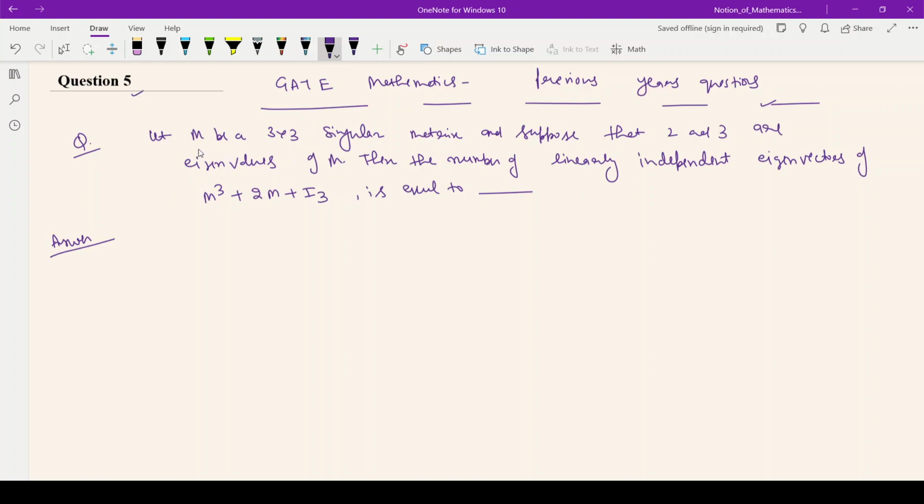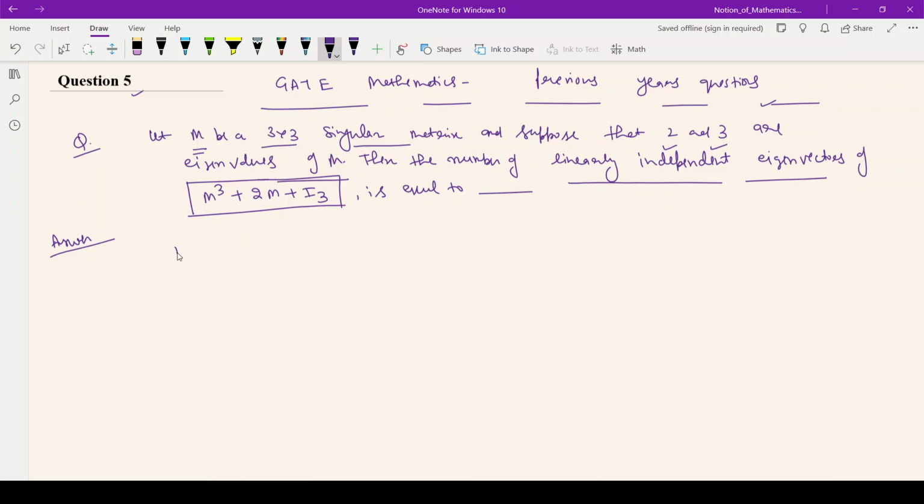In this question it is given that capital M is a 3 cross 3 singular matrix, and suppose that 2 and 3 are the eigenvalues of this matrix M. Then the number of linearly independent eigenvectors of M cube plus 2M plus I3 is equal to what? So in this question, we will try to understand the data given.